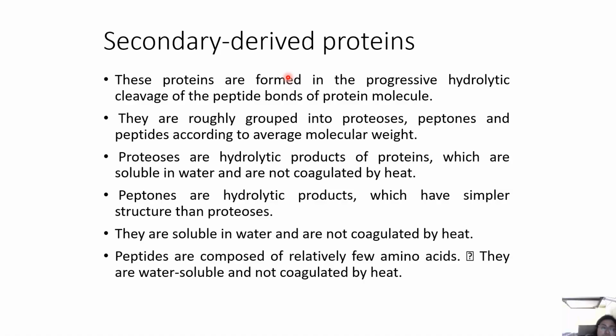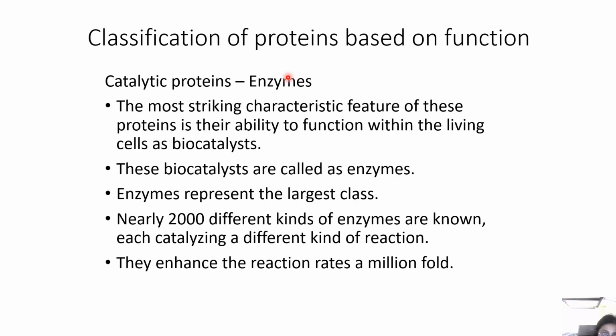We have secondary derived proteins, which are formed in the progressive hydrolytic cleavage of the peptide bonds of the protein molecule. They are roughly grouped into proteoses, peptones, and peptides according to average molecular weight. Proteoses are hydrolytic products of proteins which are soluble in water and not coagulated by heat. Peptones are hydrolytic products of simpler structure than proteoses. They are soluble in water and not coagulated by heat. Peptides are composed of relatively few amino acids. They are water soluble and not coagulated by heat.